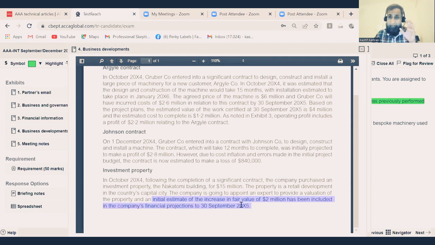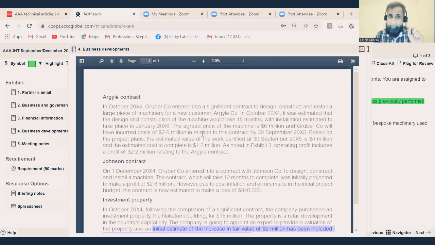Right? So we have three specific pieces of information coming in exhibit 4: investment property, the Nakatomi building, the Johnson contract, the loss-making contract, and the Argyle contract, on which I will be wrapping up my answer in the next part of day 2.